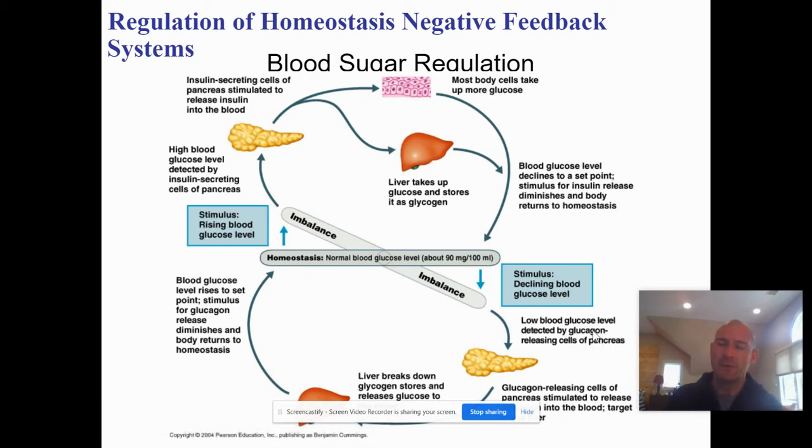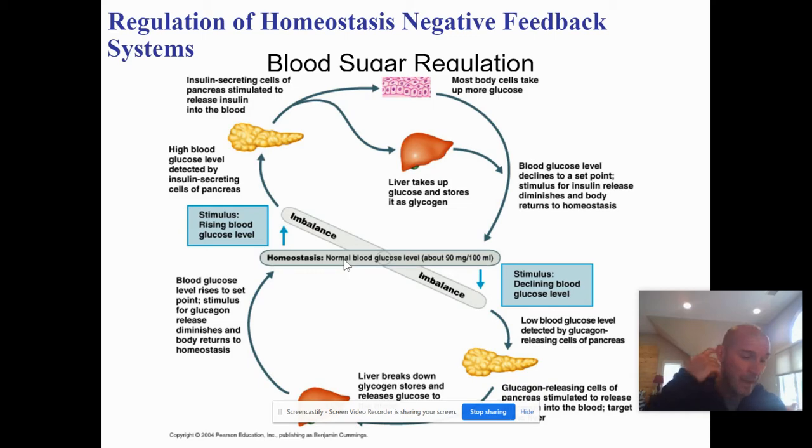Okay, so how this works is you need a certain amount of sugar in your blood. We call that blood sugar levels. If there's too much sugar in your blood, there could be major complications there. If there's not enough sugar in your blood, there could be major complications there. We need to keep this balance, keep homeostasis with your blood sugar levels. Okay, so let's start with this.